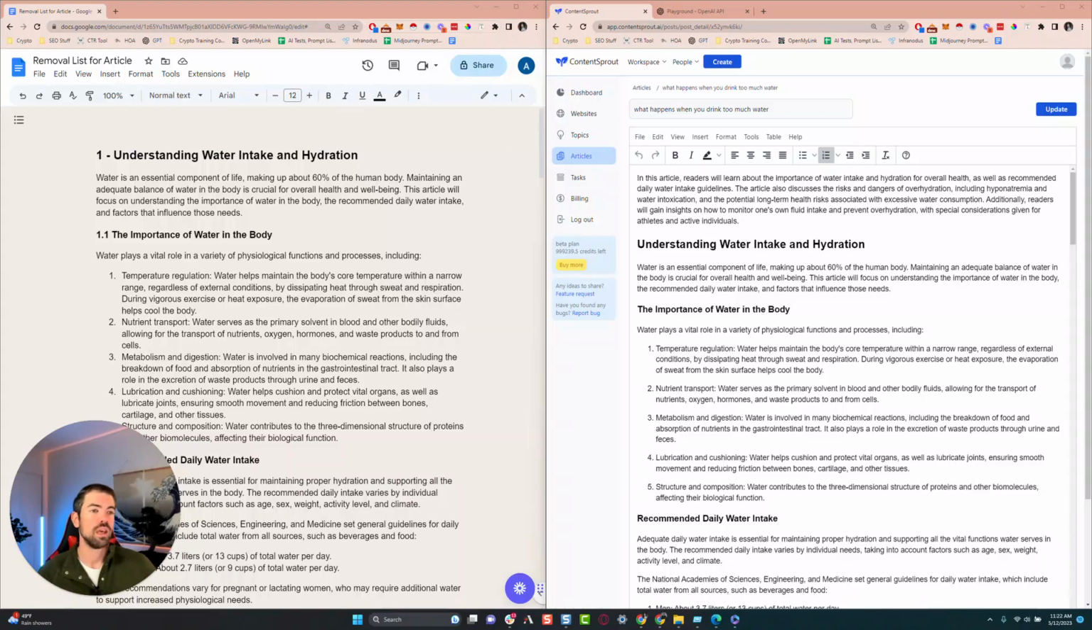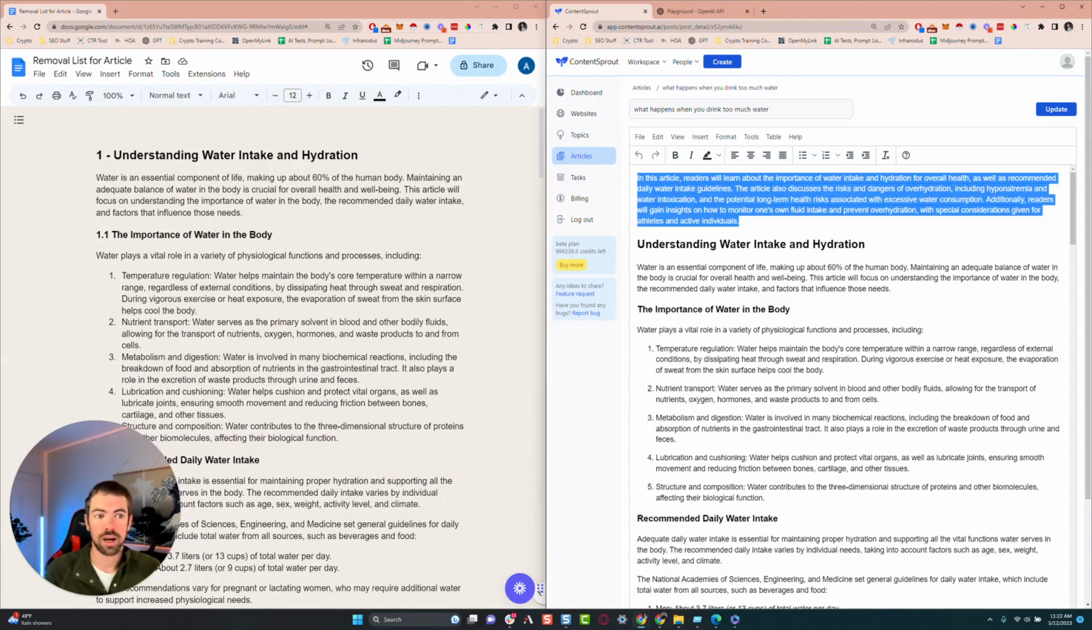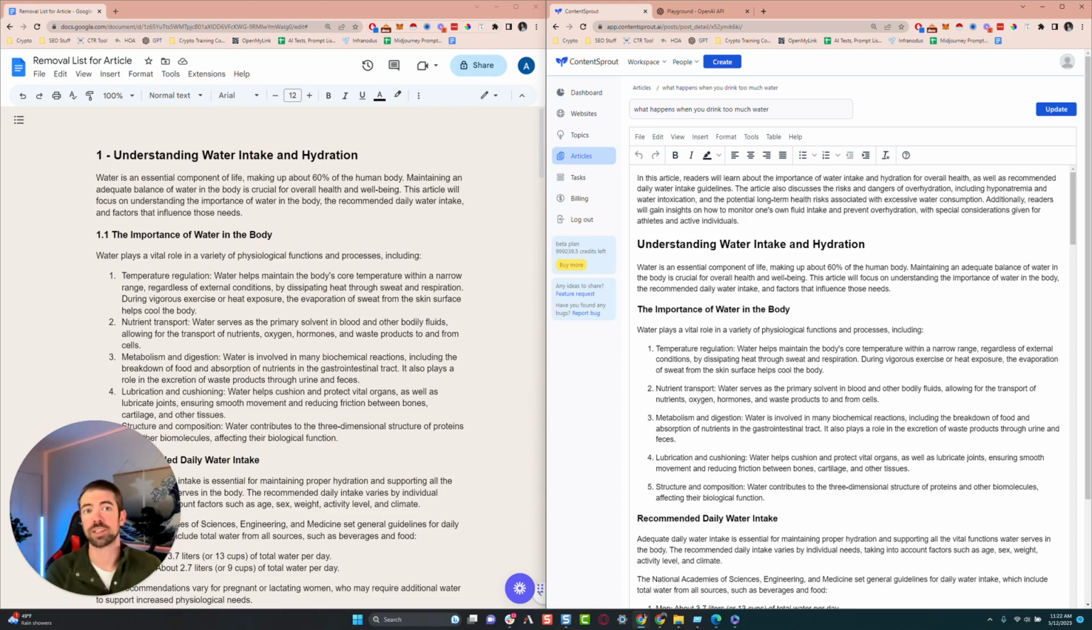Hey everybody, I'm just going to show how I use Content Sprout. So first off, on the right hand side over here, it's pointing the correct direction. This is Content Sprout. On the left, we have the actual article. I just copied and pasted pieces.